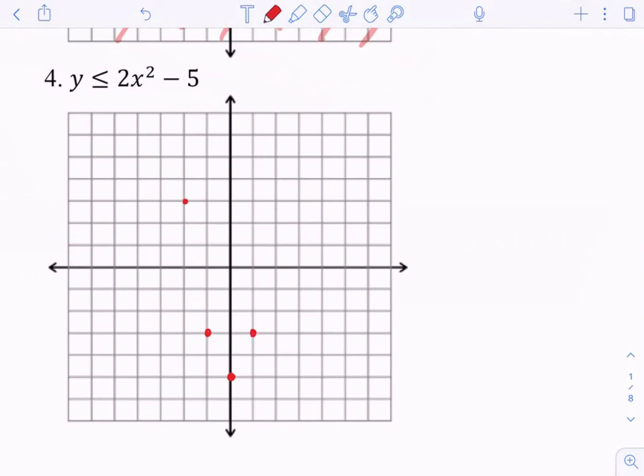So here I should be at +3. And because it's less than or equal to, this should be a solid line. Make sure you label it. And then, since it's less than or equal to, you have to shade below.